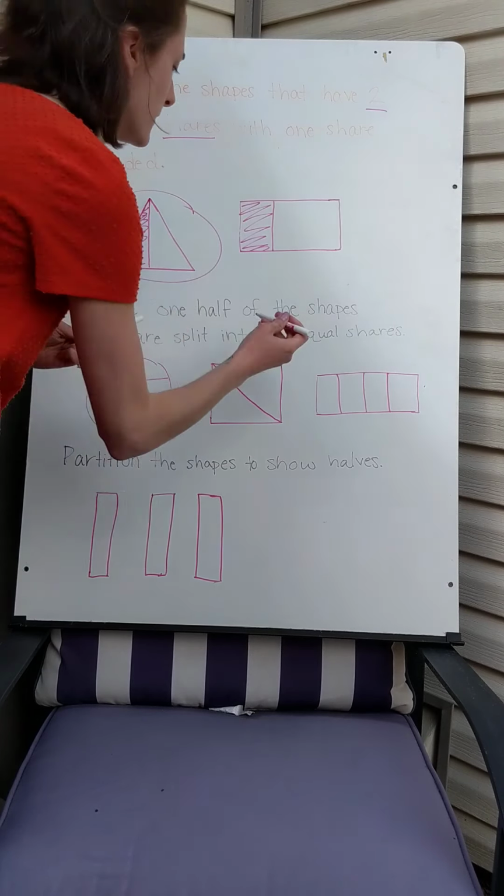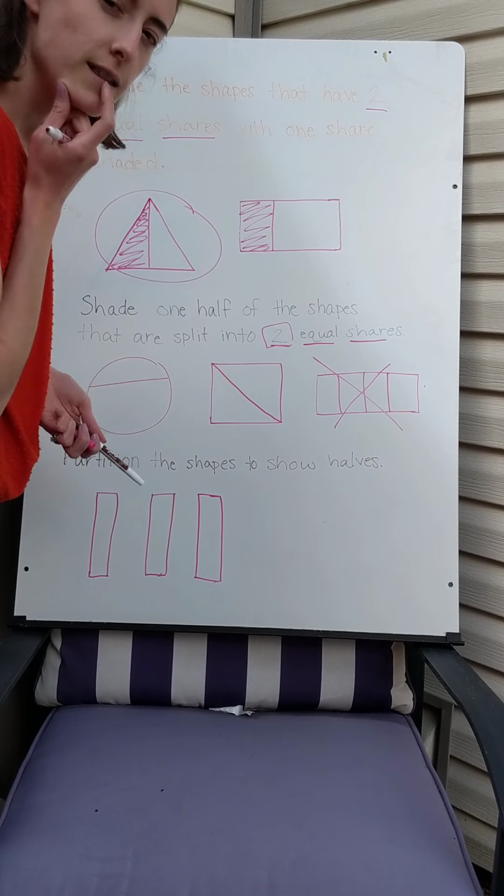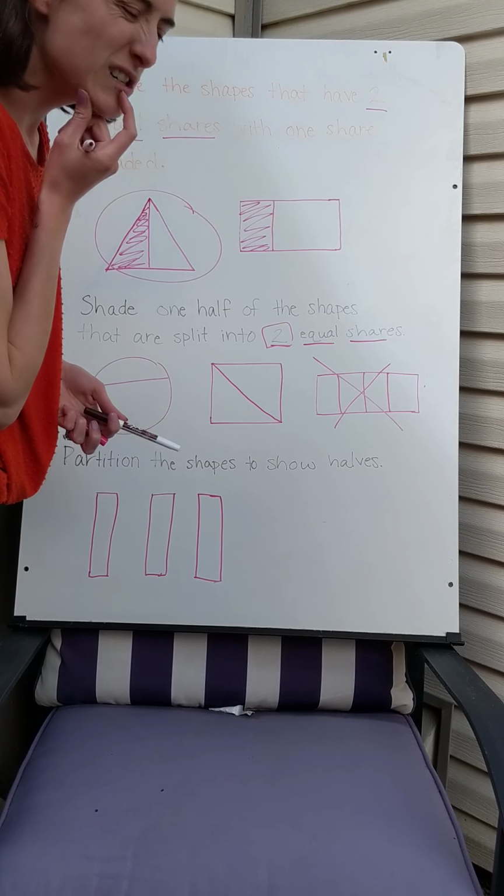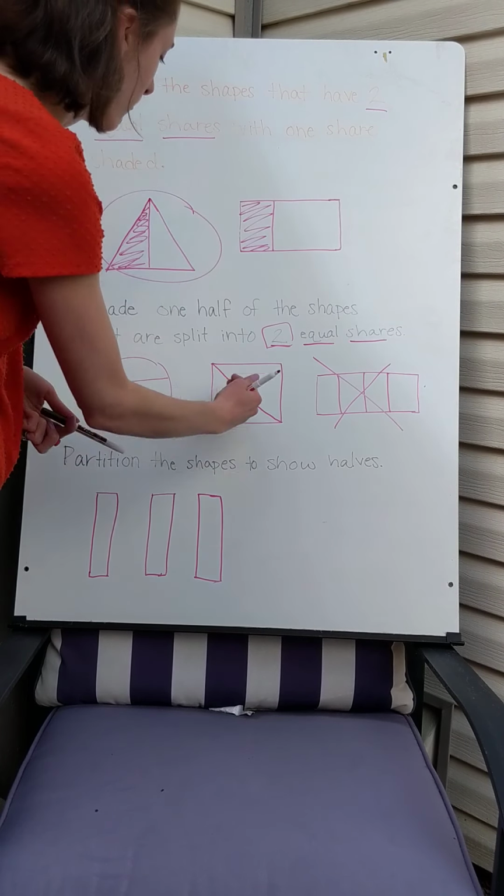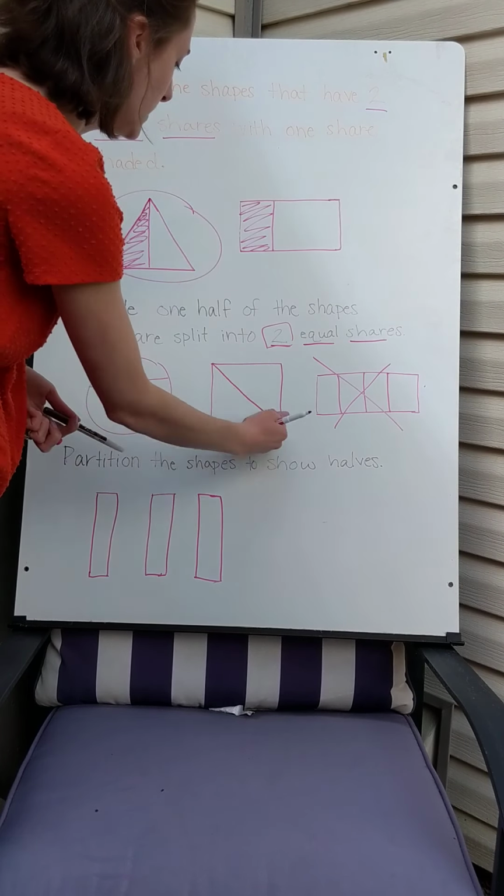And this shape does have 2 pieces. Are they equal? Are they the same? What do you think? If I folded it over on that line, would it be equal to the other side? I think so. I think that would be fair. Okay, so I'm going to keep that one. And look over here. That is clearly much bigger on the bottom. That side is not equal to that side. Okay? So now that I've found the ones that are split into 2 equal shares, I want to shade.